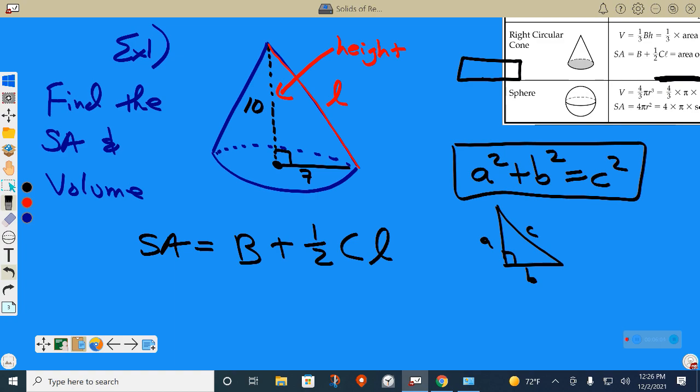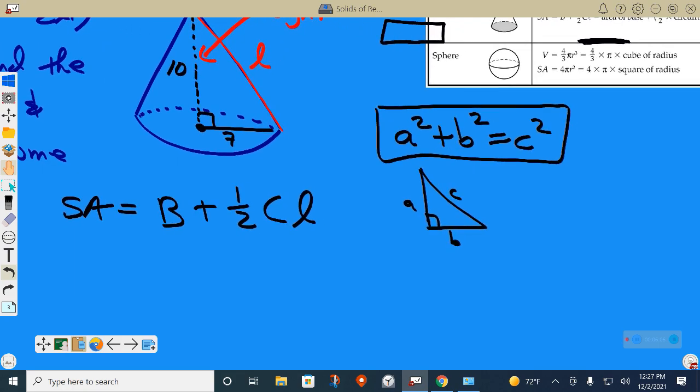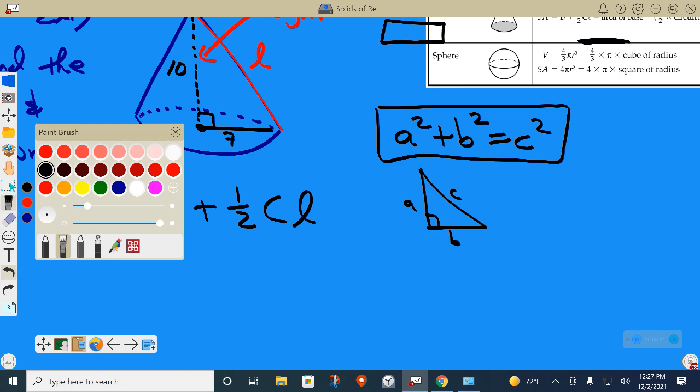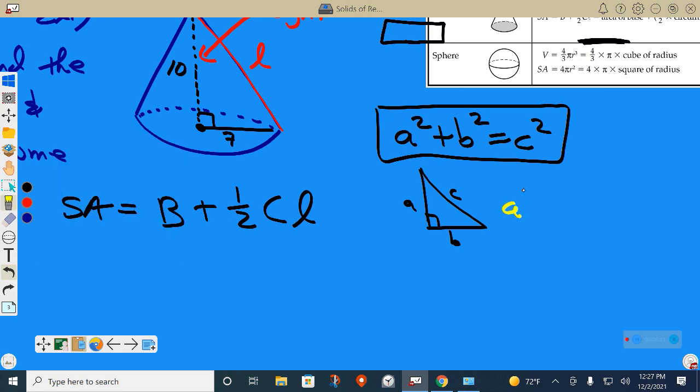Let's find the slant height. Watch. A squared plus B squared equals C squared. A and B are 10 and 7. Look at that. Slant height is L. So it's like a little crash course of Pythagorean theorem.